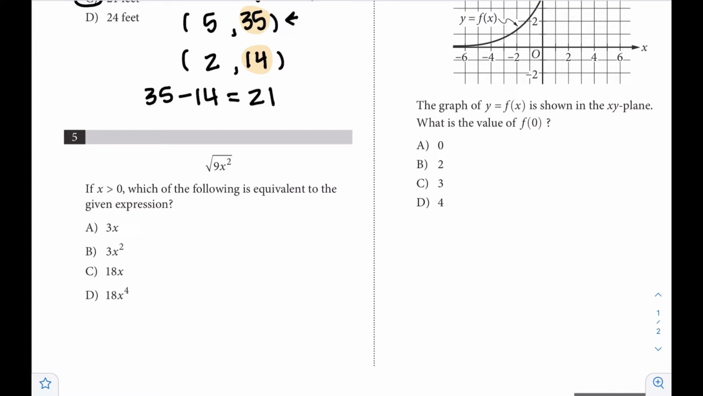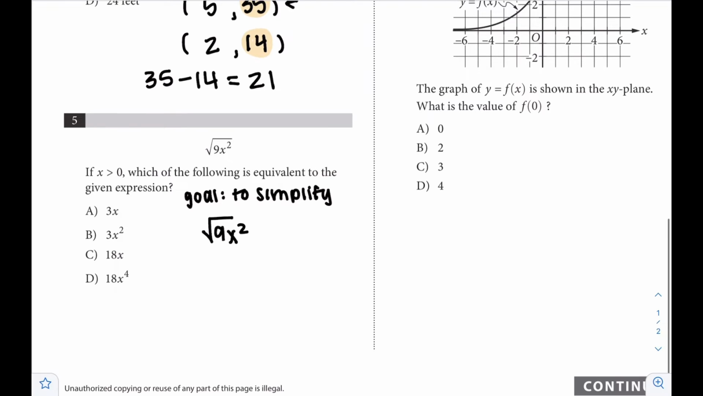Question 5 states, if x is greater than 0, which of the following is equivalent to the given expression? So our given expression is the square root of 9x squared. And let's write down our goal quickly. Our goal is to simplify. So we're just wanting this to be simplified and hoping that whatever we simplify this to gives us one of these options. So we know we have 9x squared.